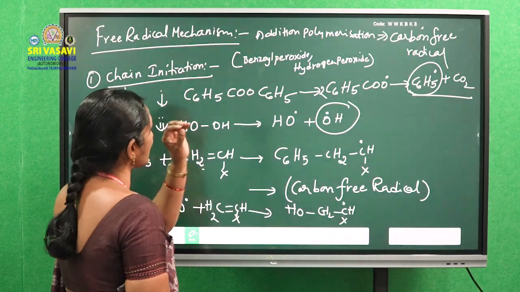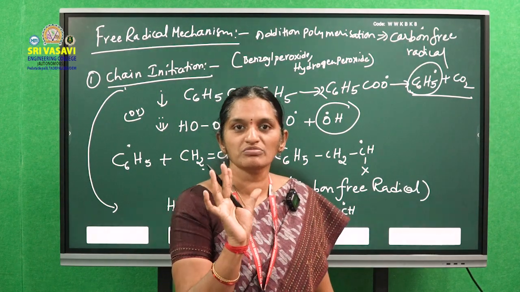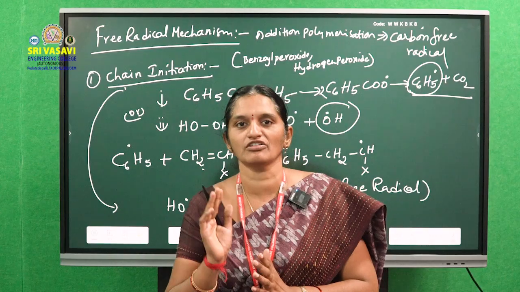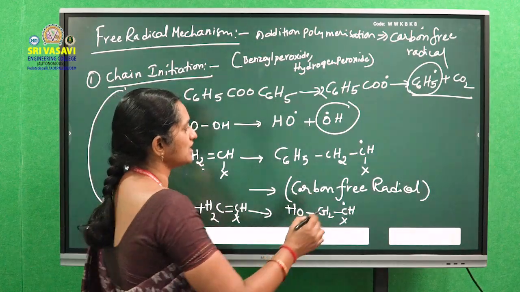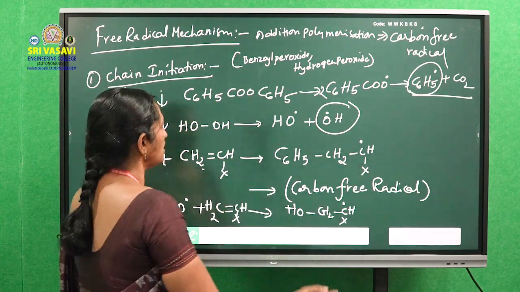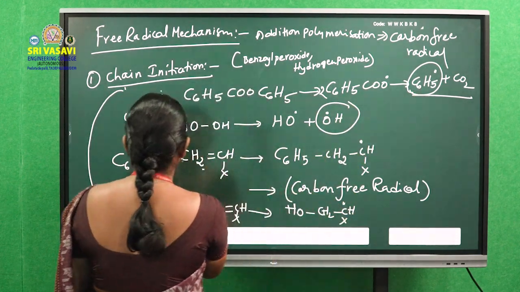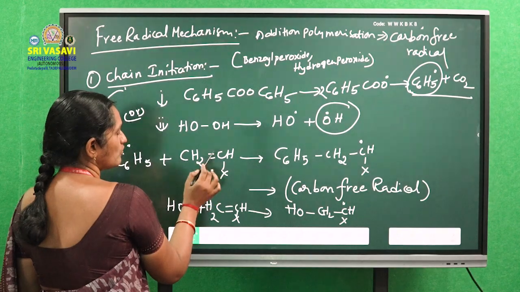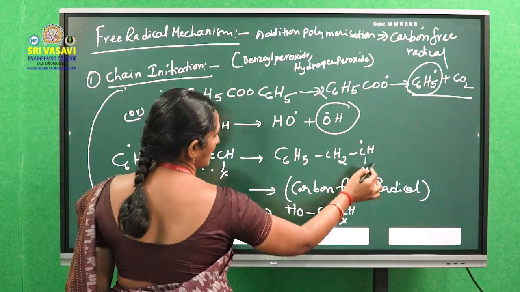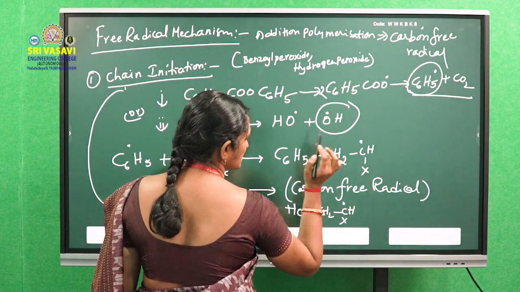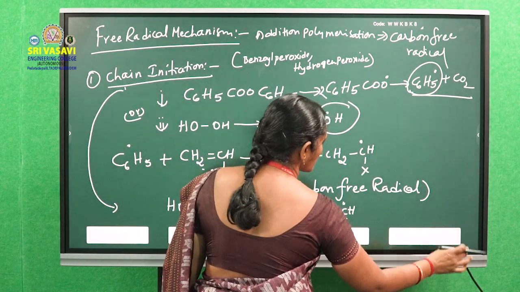This all takes place by homolytic fission. Keep in mind, free radical addition polymerization takes place by homolytic fission of the monomer. So here I have got the carbon free radical. This is the chain initiation. I repeat: the initiator first changes into a radical, which then reacts with the monomer. In this monomer, the pi bond is broken and the initiator creates the carbon free radical. So this is the chain initiation step. Clear?